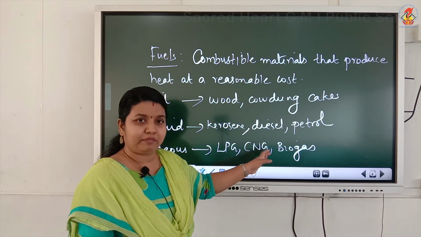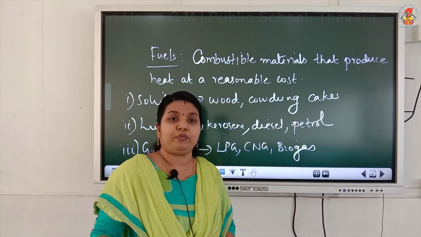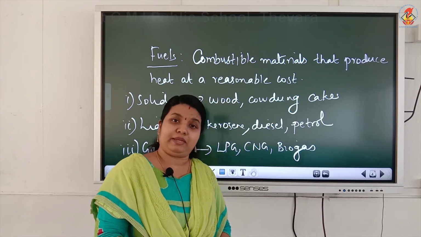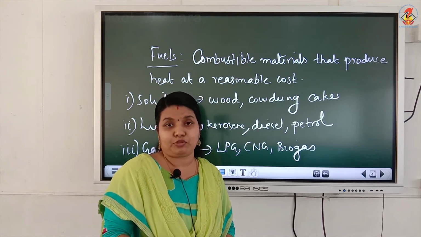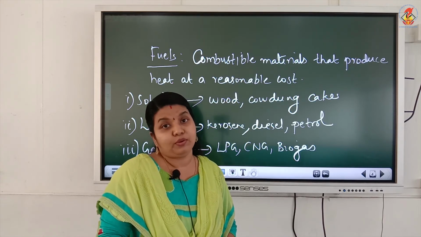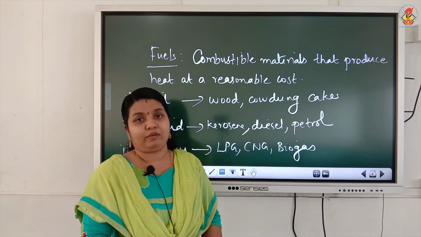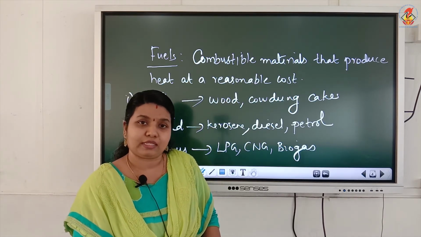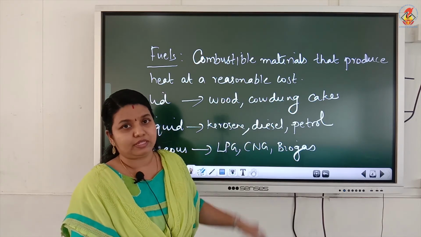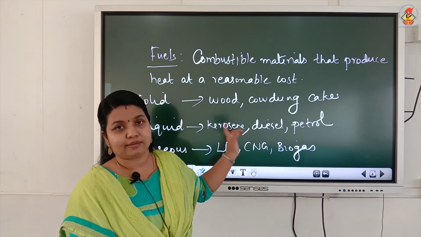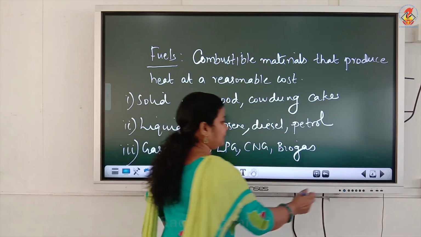Then CNG, compressed natural gas. Then biogas. These are examples of gaseous fuels. So, what are fuels? Fuels are combustible materials which are used to produce heat at a reasonable cost. All combustible materials cannot be used as fuels. Only those materials which produce heat at a reasonable cost are used as fuels. Based on their physical state, fuels are classified into three: solid fuels, liquid fuels and gaseous fuels. Examples you have to learn: solid fuels, wood, cow dung cakes; liquid fuels, petrol, diesel and kerosene; and gaseous fuels, LPG, CNG and biogas.